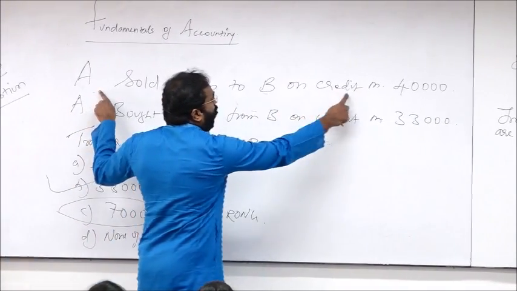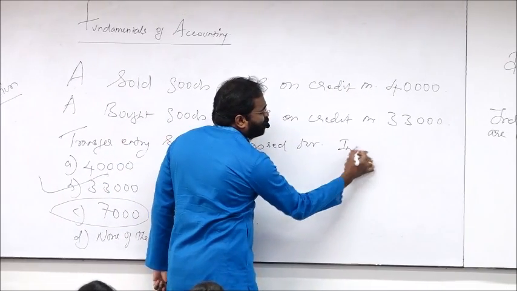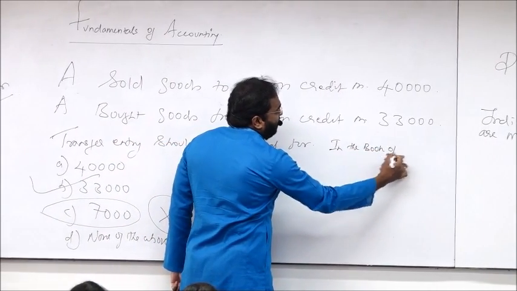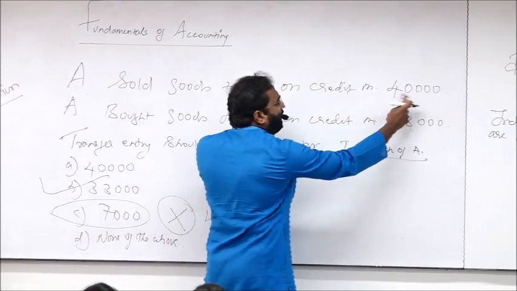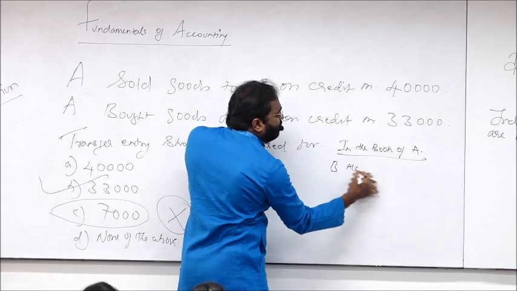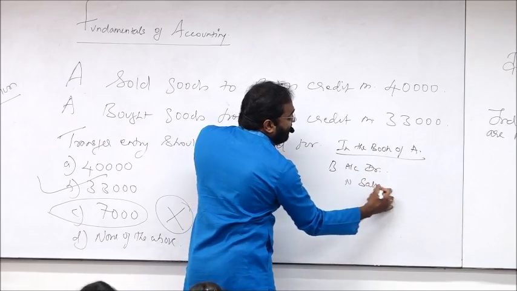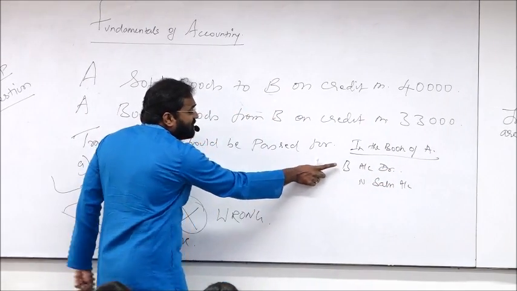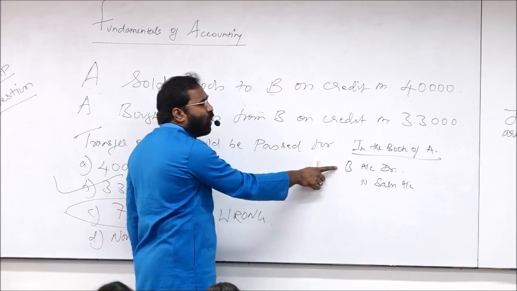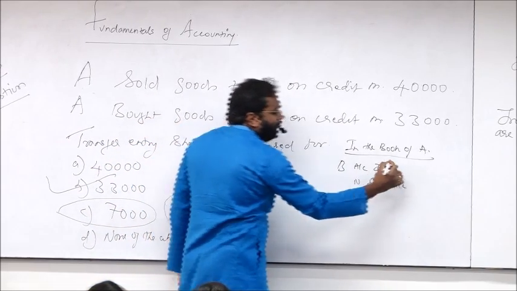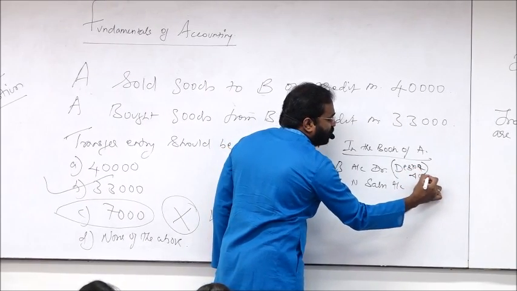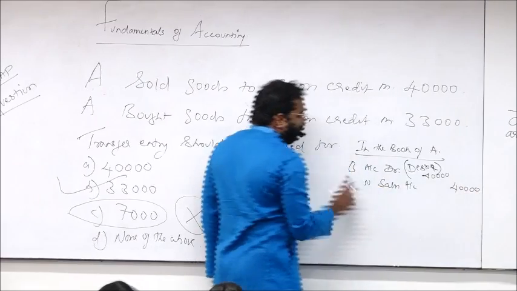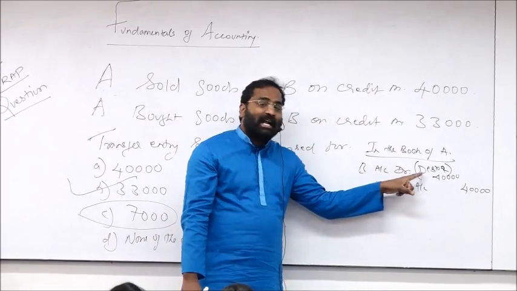Now if you see, A sold goods to B on credit. In the books of A, A sold goods to B on credit rupees 40,000. The journal entry is B account debit to sales account. Think and tell me, is this B a debtor ledger account or a creditor ledger account? Beautiful. B is a debtor account. So 40,000 B account debit to sales account 40,000, and B is a debtor for A.